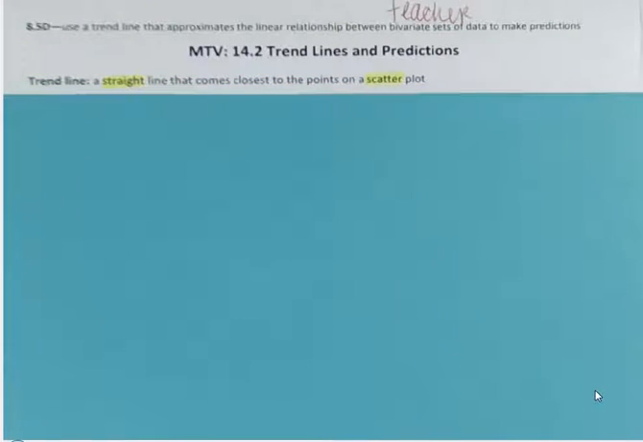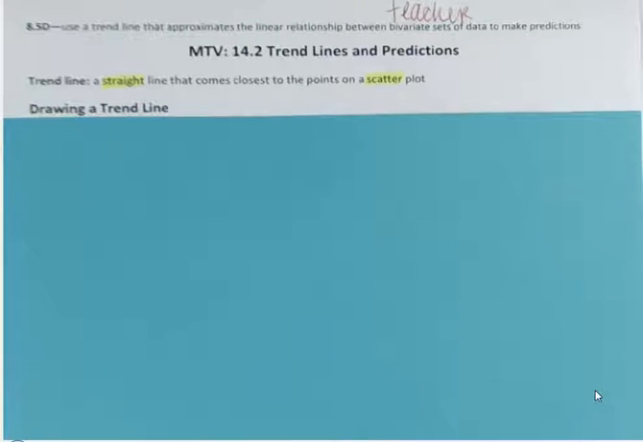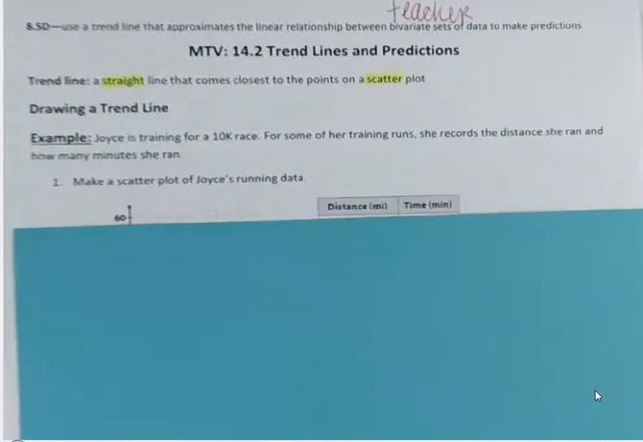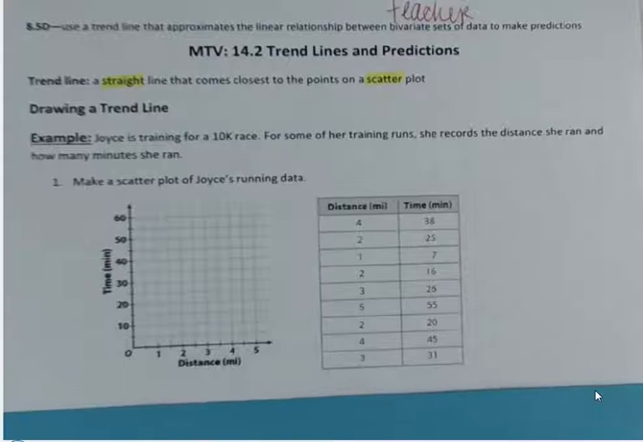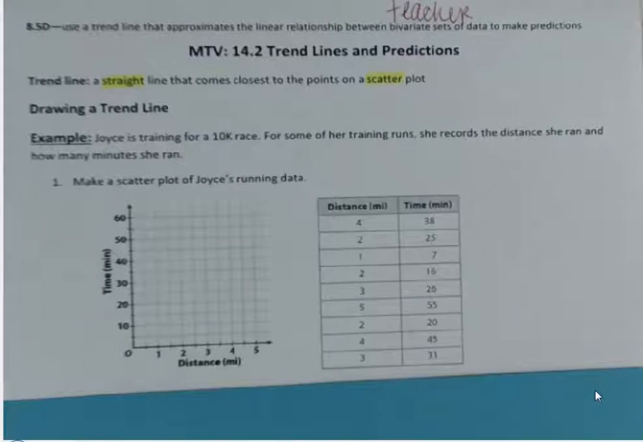A trend line is just a straight line that comes closest to the points on a scatter plot. Okay, and scatter plot, remember we looked at those the other day. So how do we draw a trend line? Well, here's an example. This is the best way to talk about how we're going to draw a trend line. So you will need a ruler for this. If you don't have a ruler, just use something with a straight edge.